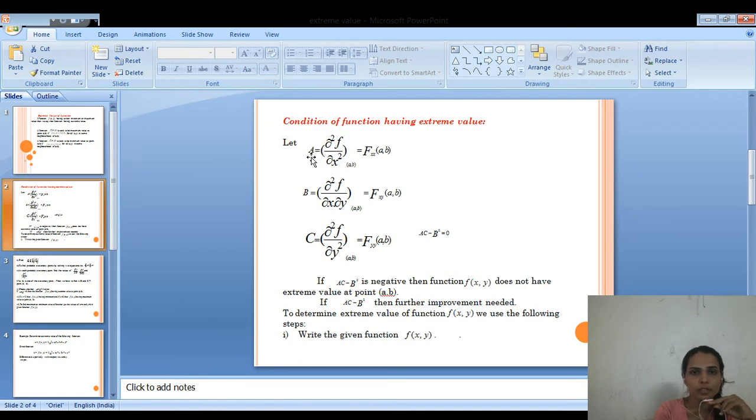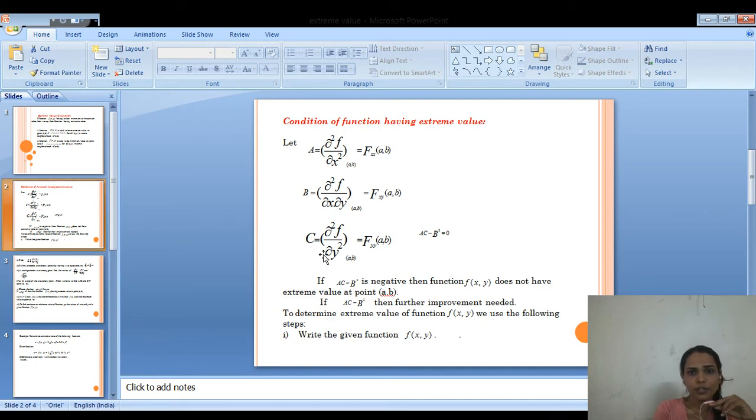Suppose capital A is equal to the double derivative of f with respect to x, capital B is equal to the partial derivative of f with respect to x and then y, and capital C is equal to the double derivative of f with respect to y.